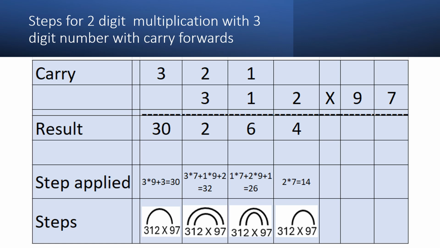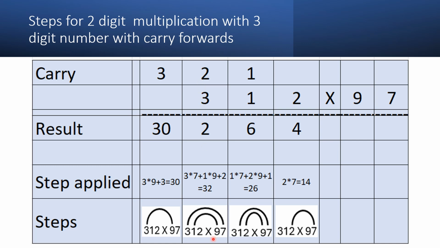Here is an example of a 3-digit multiplication with a 2-digit number with a carry forward. So you can see the first step would be one pair, which is 2 into 7 equal to 14. 4 is the result, and 1 will be kept as a carry forward to the next digit. And here we have two pairs, that is 1 into 7 plus 2 into 9 plus 1, that is a carry forward, which is 26. 6 is the result and you carry forward the 2 to the next digit.